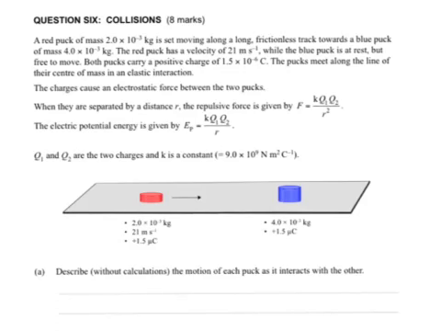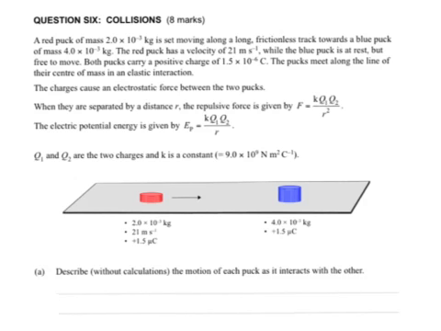So we have question 6 now, and we're dealing with some collisions. A red puck of mass 2.0 times 10 to the minus 3 kilograms is set moving along a long frictionless track towards a blue puck of mass 4.0 times 10 to the minus 3 kilograms. That's twice as much as the red puck. The red puck has a velocity of 21 meters per second, while the blue puck is at rest but is free to move. Both pucks carry a positive charge of 1.5 times 10 to the minus 6 coulombs.